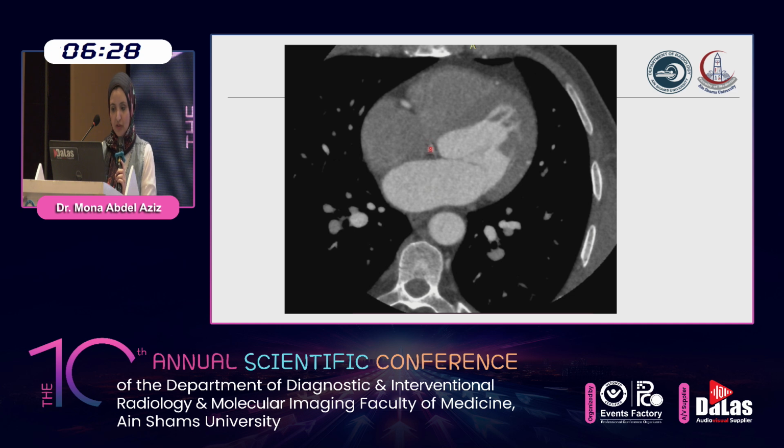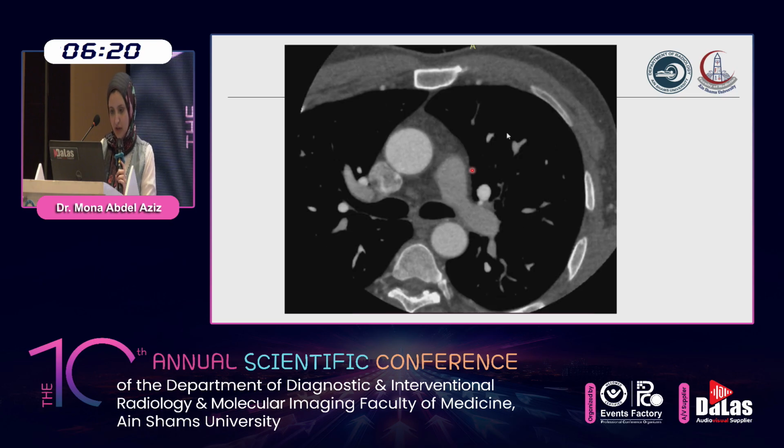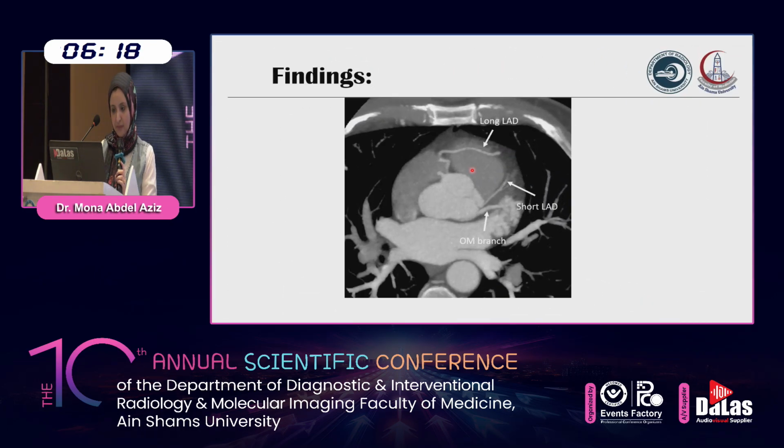There is also another vessel. It's small in size and passes behind the aorta. It is also seen arising from the RCA. We'll highlight the findings together.